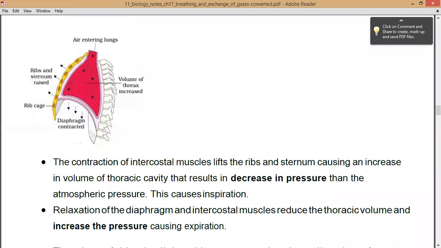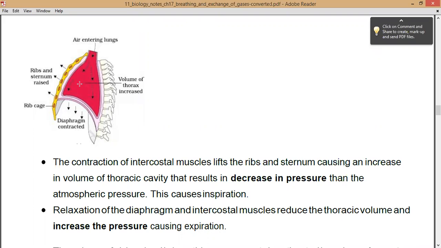You can see the yellow colored line over here, these are the ribs and the sternum, that is the rib cage. When you are inhaling the air, the increase in the volume of the lung takes place, that is, the inner area of the lung increases, and this leads to the formation of a pressure, and the diaphragm is contracted. Here you can see the contraction of intercostal muscles lifts the ribs and sternum, causing an increase in volume of the thoracic cavity that results in decrease in pressure than the atmospheric pressure, and this is known as inspiration. So this is the figure of inspiration where the decrease in pressure is observed.